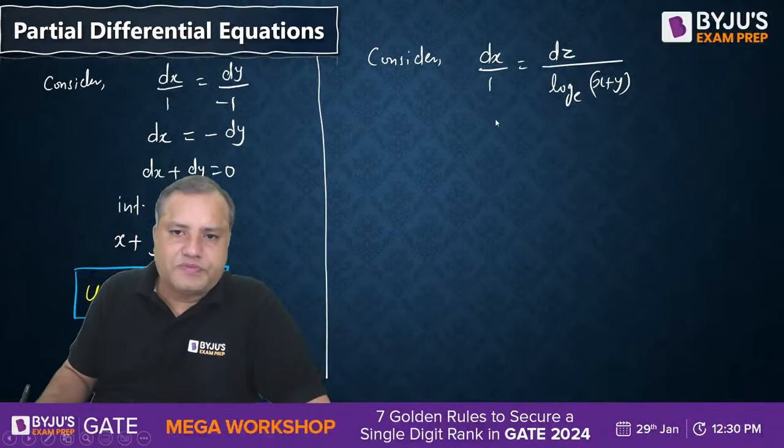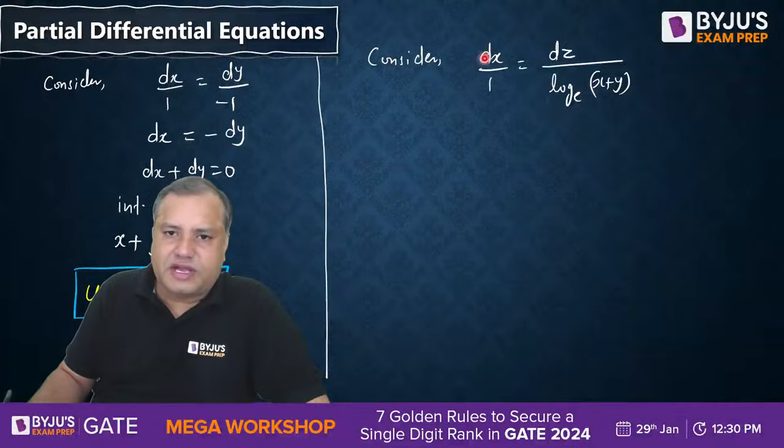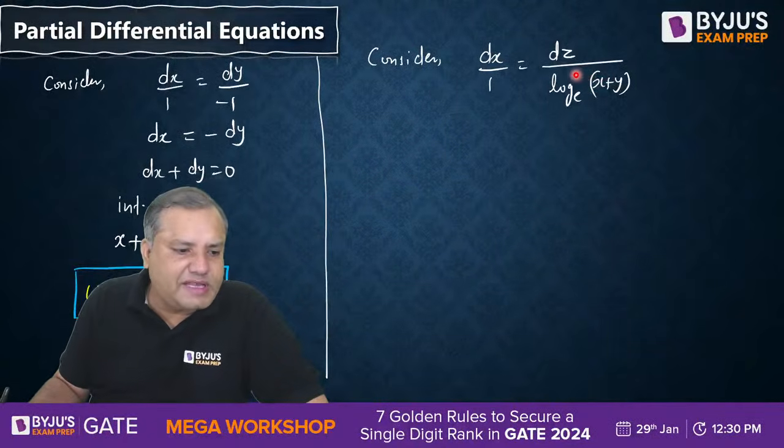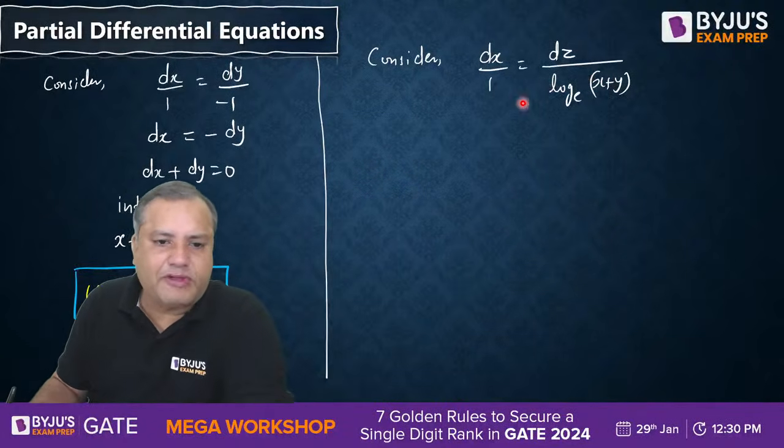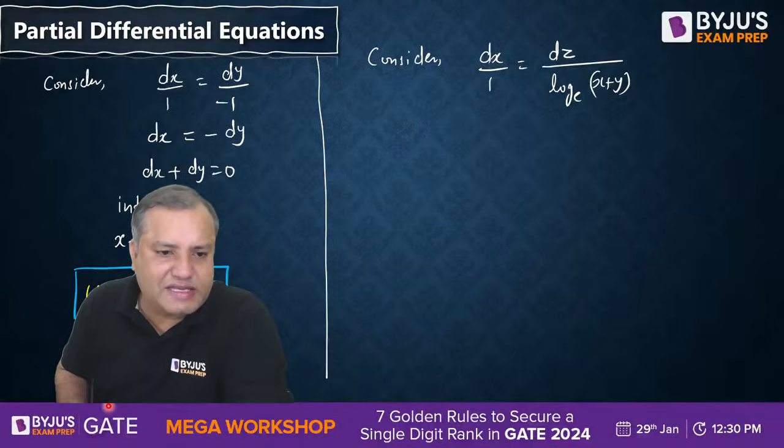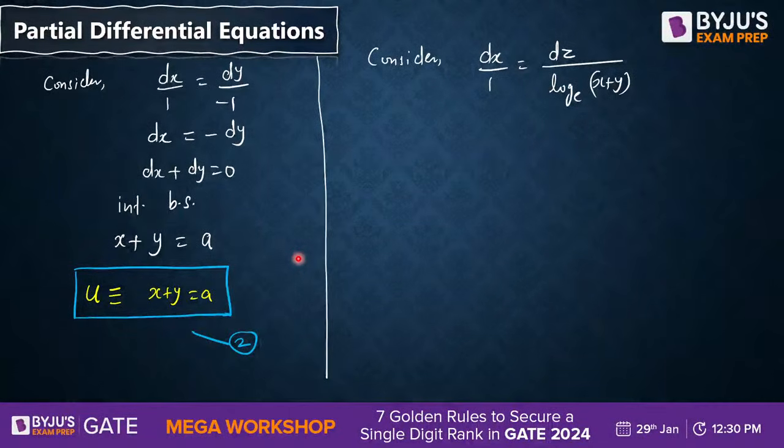Comfortable? Now please students concentrate here. In order to simplify this further, I will take the help of the first solution. See, the left hand side has no problem here, dx is okay. But on the right hand side, dz upon log(x plus y), this x plus y is a constant, so I can replace it by that constant a. Log(x plus y) is log a. Now integrate both sides.